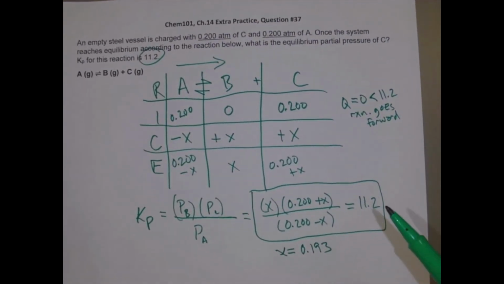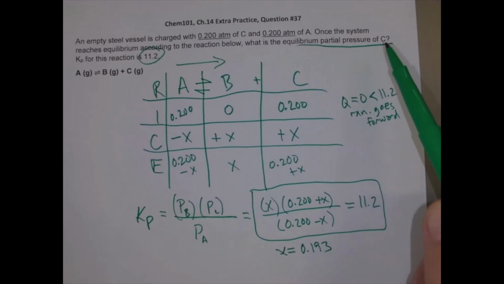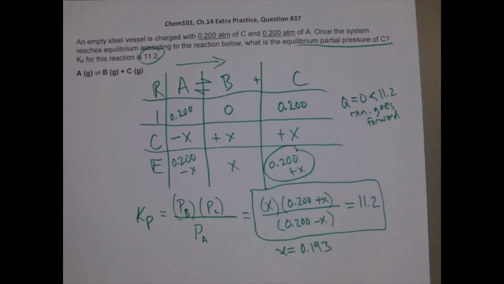All right? Now, we haven't really answered the question yet because the question says, what is the equilibrium partial pressure of C? Well, that is 0.200 plus X. So the answer is going to be 0.200 plus 0.193, and that equals 0.393 atmospheres.